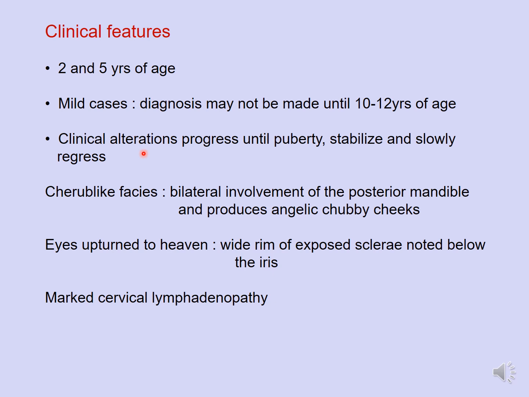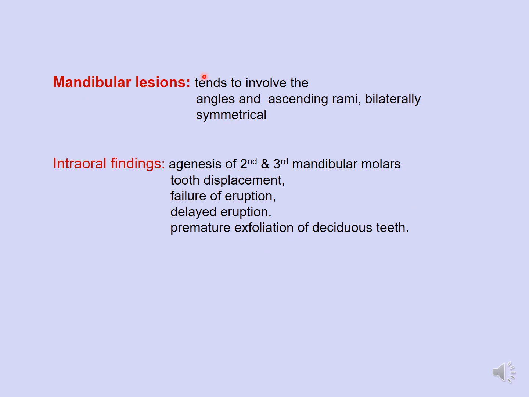Now, cherub-like facies basically means bilateral involvement of the posterior mandible that produces an angelic chubby cheek, right? So as I mentioned, the eyes are upturned to heaven, and a wide rim of exposed sclera is noted below the iris. Okay, many patients have marked cervical lymphadenopathy. Mandibular lesions tend to involve the angle and the ascending rami, bilateral and symmetrical. Intraorally, there is agenesis of the second and third mandibular molars, tooth displacement, failure of eruption, delayed eruption, and premature exfoliation of deciduous teeth.